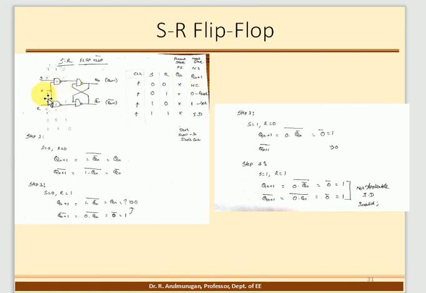What is an SR flip-flop? Here a clock signal is applied. The clock is a pulse that you apply once. Next, there are four NAND gates used. Here S is one input, R is another input.